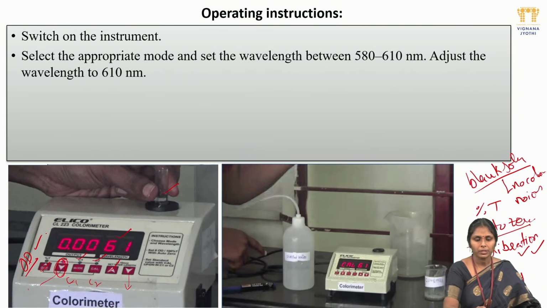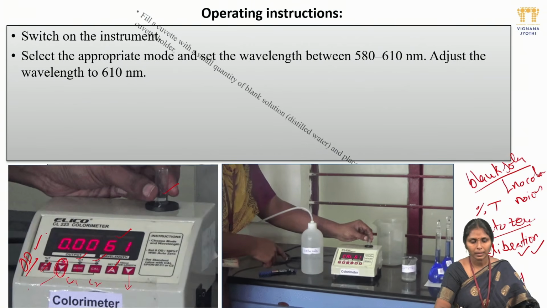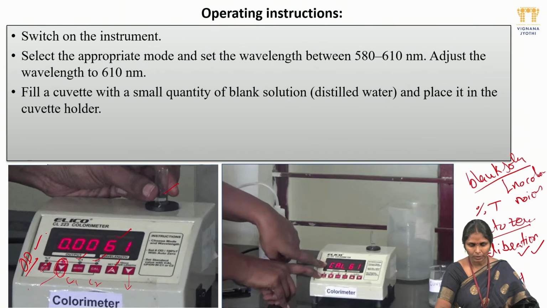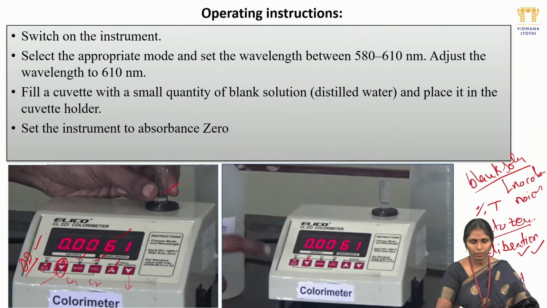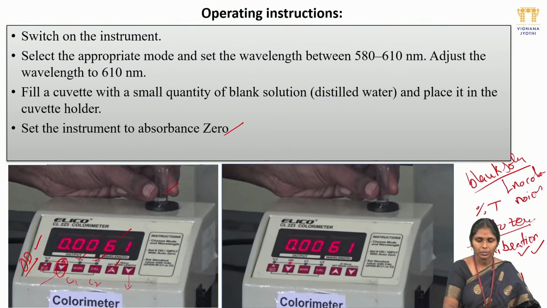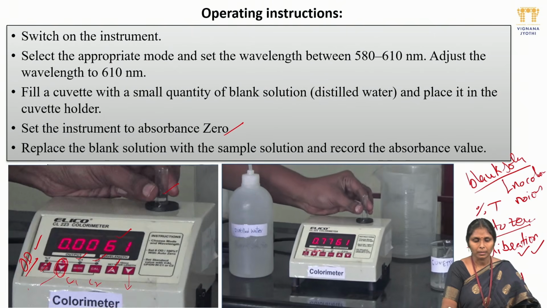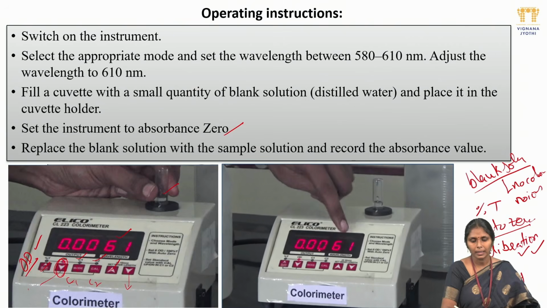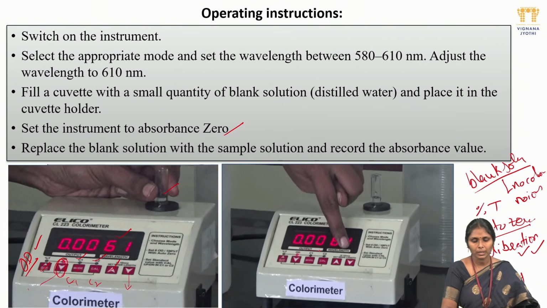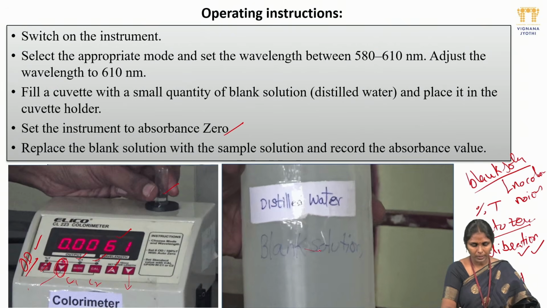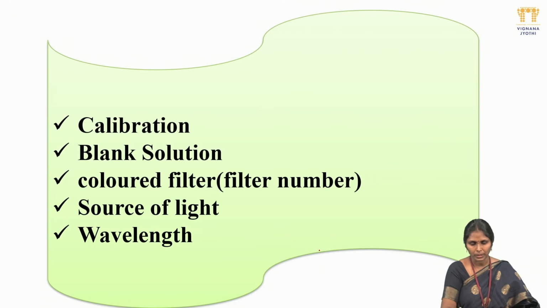So first switch on the instrument and select the wavelength, then place the cuvette with the blank solution in the cuvette holder, then press the auto 0 button, that is absorbance 0, and it automatically comes to 0. Then we prepared different concentrated solutions already. Now replace the blank solution with the different solutions, and we can find out the concentration for each solution.